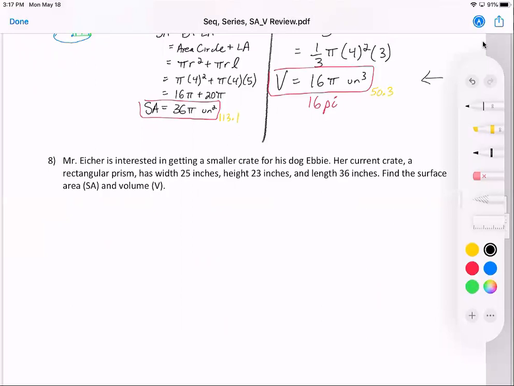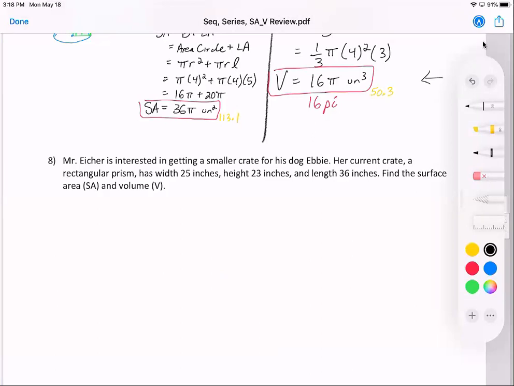Her current crate, a rectangular prism, has a width of 25 inches, a height of 23 inches, and a length of 36 inches. Find the surface area and the volume. Now, I just asked the surface area for practice. I don't know why someone might want to know the surface area. Maybe if you're painting the crate, but that's kind of weird because it's not like a solid side or anything. The volume is probably more important, just like the dimensions. You know, maybe you want to see how much volume each has compared to the volume of the dog.